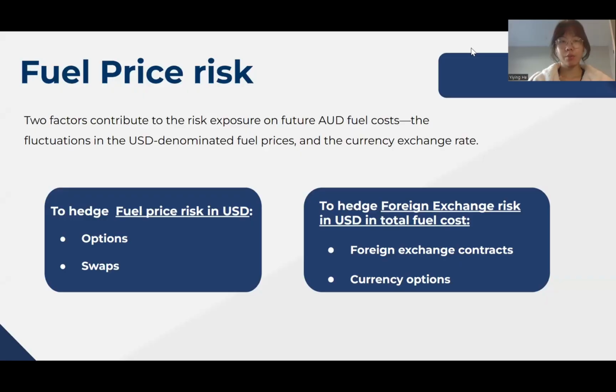Two factors contribute to the risk exposure on future USD fuel costs: the fluctuations in the USD-denominated fuel prices and the currency exchange rate. The Qantas Group uses options and swaps on jet kerosene, gasoil, and crude oil to hedge exposures to the USD price of aviation fuels. The foreign exchange risk in the total fuel cost is separately hedged using foreign exchange contracts and currency options.